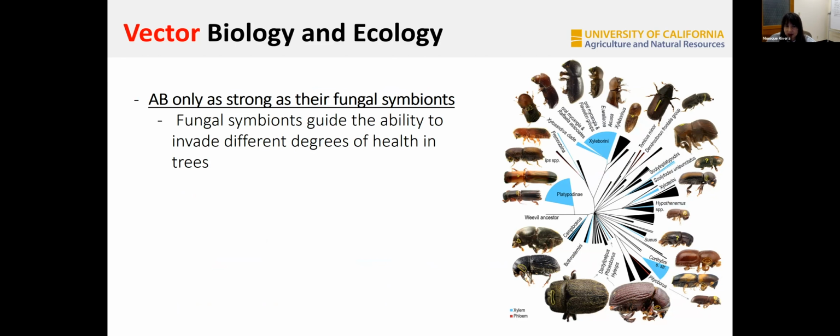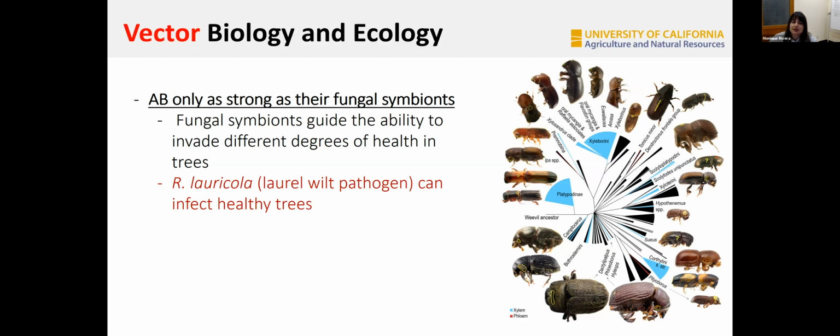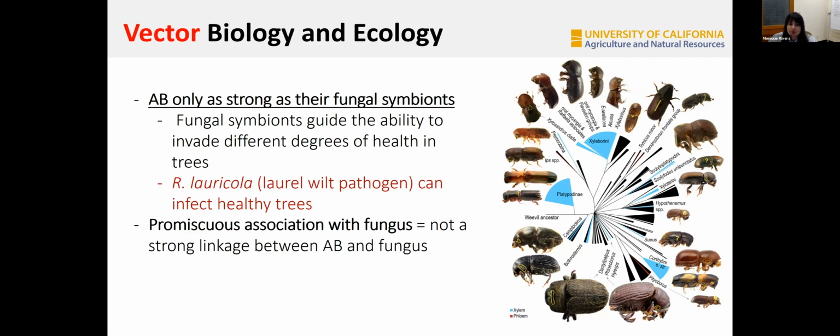And I'm just repeating yet again that the ambrosia beetles are only as strong as their fungal symbionts. So if they happen to be carrying the Laurel Wilt pathogen, then that means that they have the ability to potentially release that pathogen into a healthy tree. And this pathogen is not only able to infect healthy trees, but we're talking about really quick tree decline. Within a matter of a year or two, you'll see the symptoms and the decline of the tree happen really quickly. And like I've said before, there's what they're calling a promiscuous association.